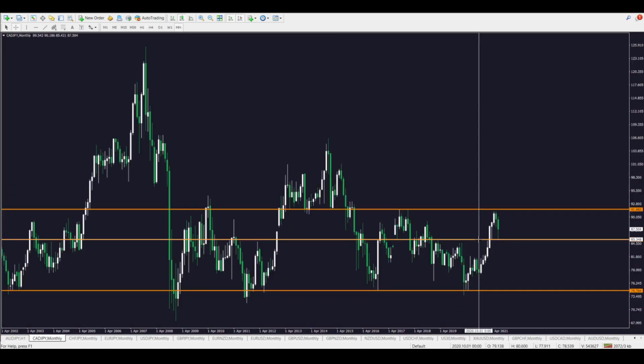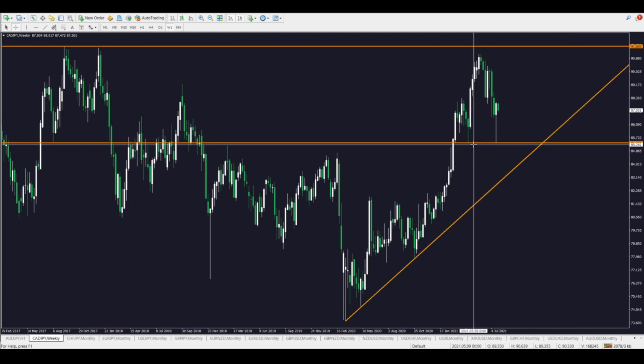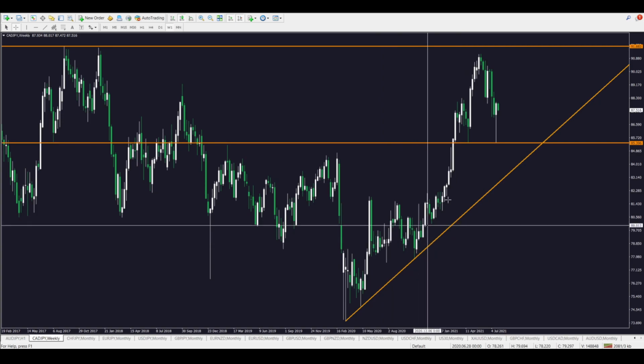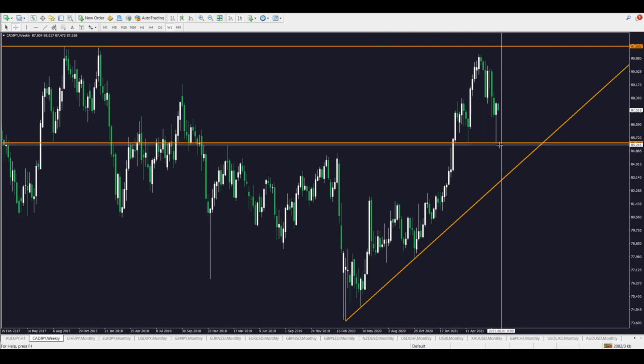Monthly, price in a channel, basically resistance, support, and then support right about here on the monthly. Weekly, so we can see the support a little bit clearer. So we have a bullish trend and then support right about here.